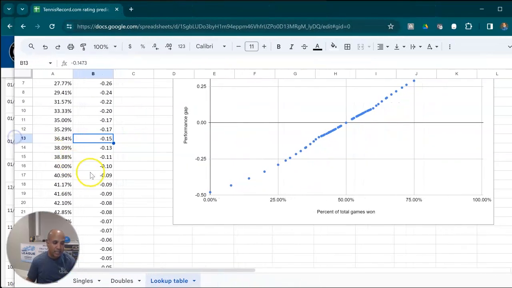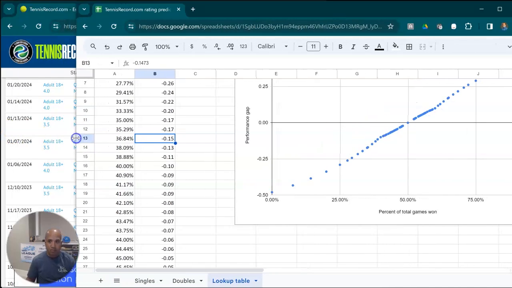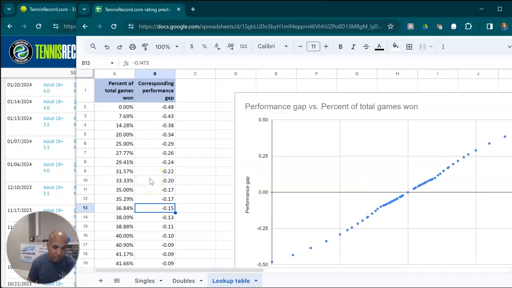What I did is I took data from TennisRecord.com. I actually scraped TennisRecord.com. I scraped over 20,000 matches that had been played in 2023 and the first month of 2024, all in the Dayton, Ohio area, and basically looked for patterns. And that's how I came up with this table that maps the percentage of games won to the performance gap.